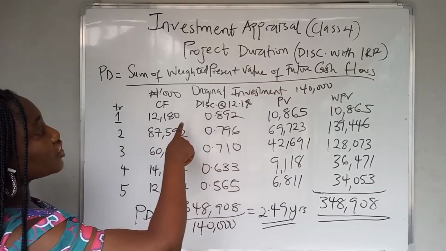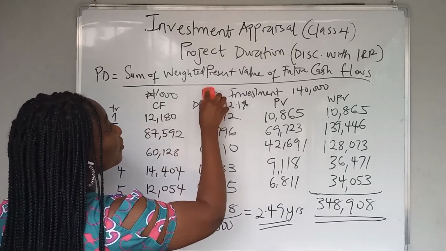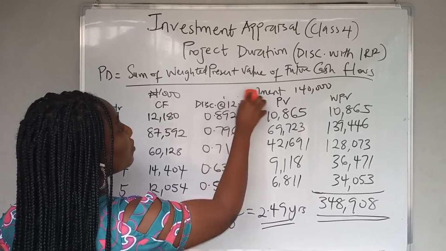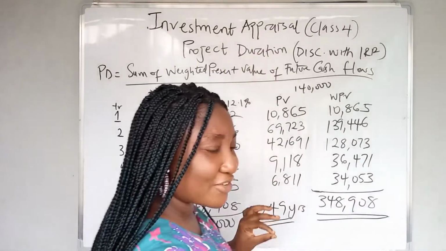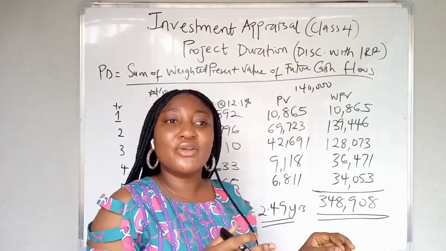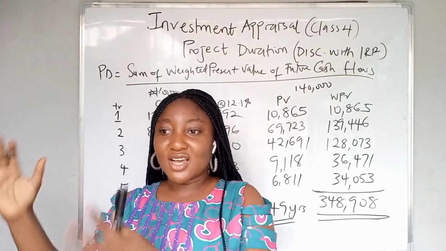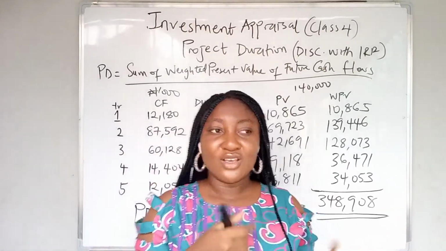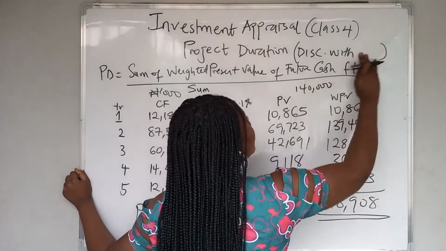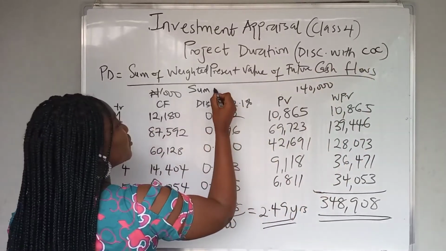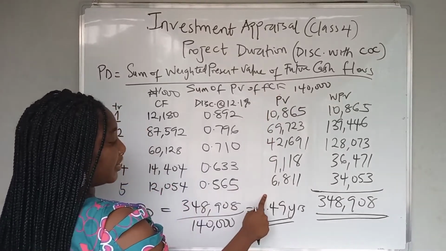Okay, when you're discounting using cost of capital, what you're trying to look for at that point is your sum of present value of future cash flows. Your sum of present value of your future cash flows is kind of equal to your original investment. When you discount it, it should kind of equal your original investment. So if you think about it very well, it should make sense to you. So what you are trying to recover when you are discounting with cost of capital, which is the second approach, is your sum of present value of future cash flows. That's this one here, right?